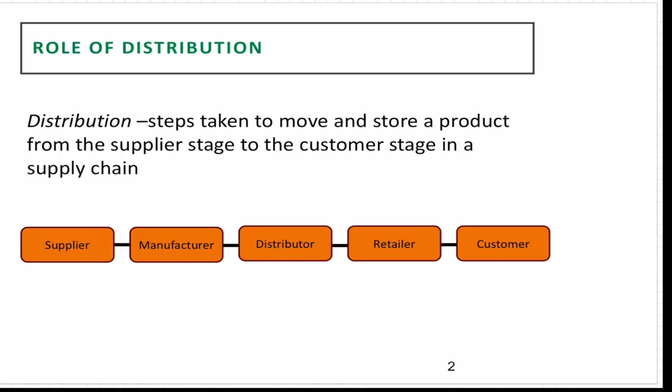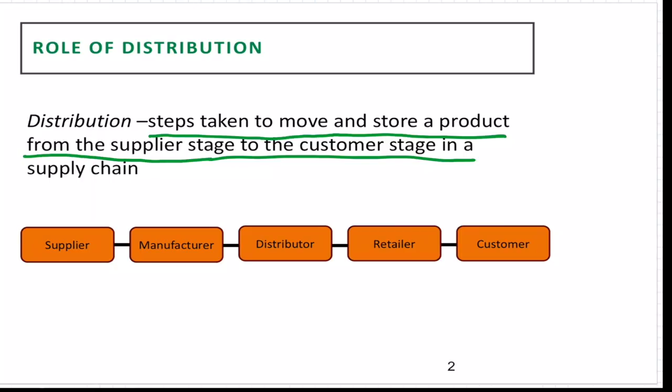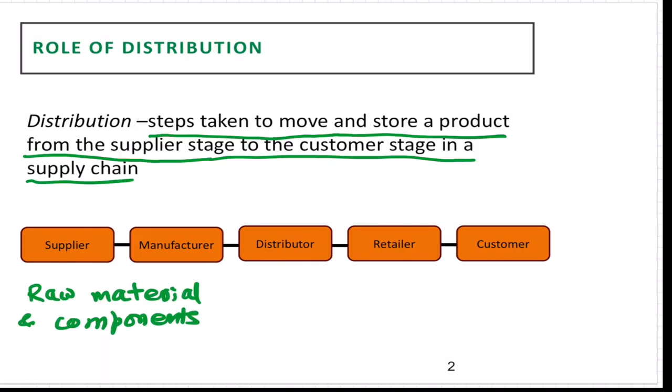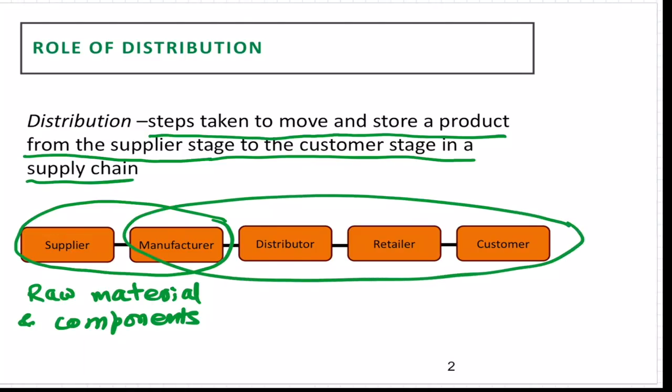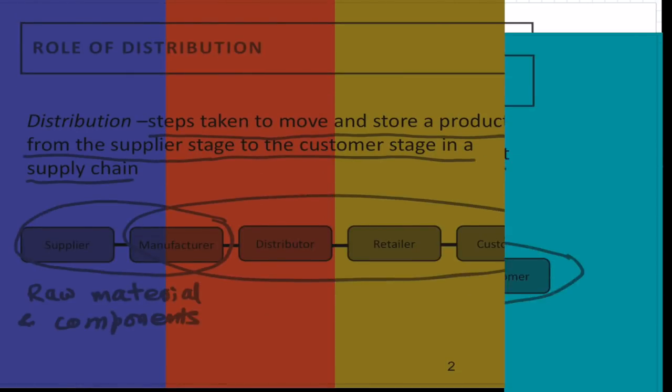Distribution involves steps taken to move and store a product from the supplier stage to the customer stage in a supply chain. One stage is when raw material and components move from supplier to manufacturer. The other stage is when the finished product goes from manufacturer to customer. It may be direct or via distributors, retailers, warehouses, and so on.